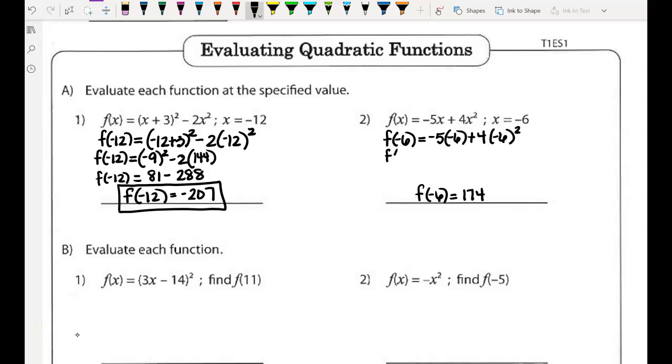Again, if we go back and look at the problem, negative 5 times negative 6 is positive 30, plus 4 times 36. When I square negative 6, I get positive 36. So it's 30 plus 144. Again, it comes down to making sure you're putting those parentheses around those negative signs and doing the correct math.